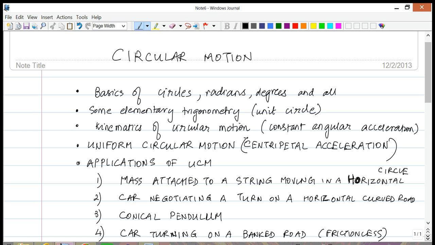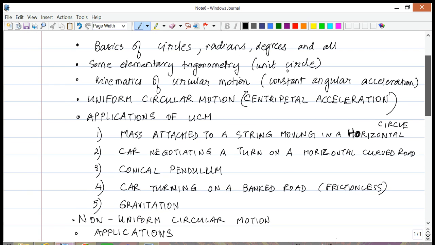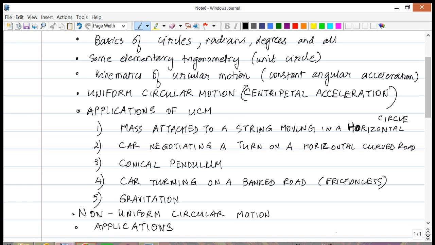We're now ready to start studying circular motion. In this series of videos, our goal is first to look at a bunch of topics. We're going to discuss basics of circles, radians, degrees, and all. We'll study some elementary trigonometry. We'll discuss it from the point of view of the unit circle, just to get an idea of very basic stuff. We'll go into the kinematics of circular motion.